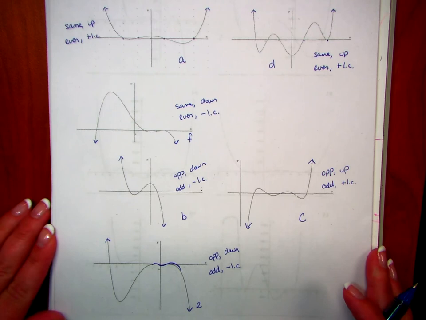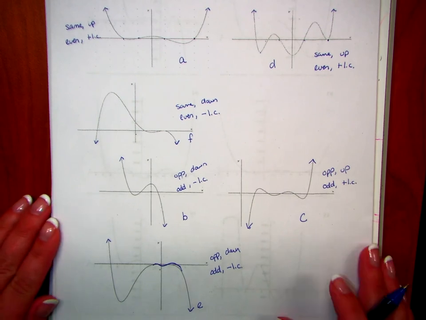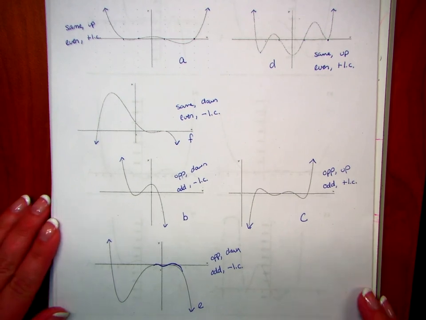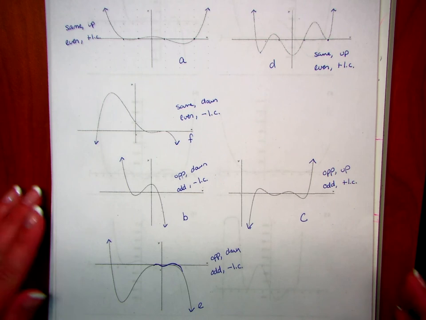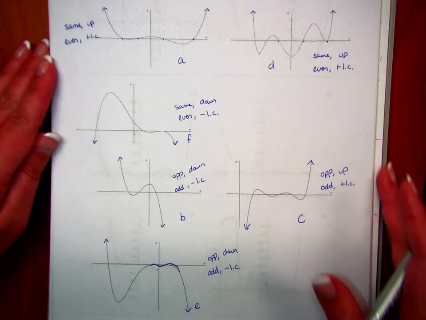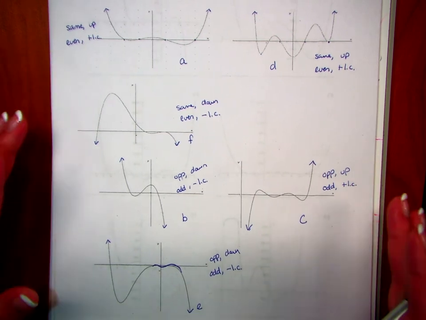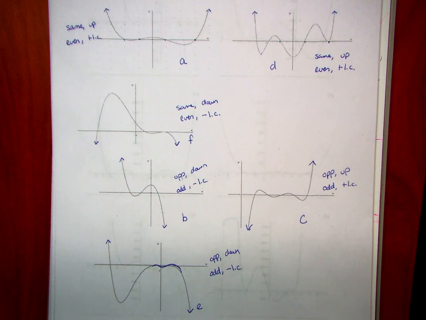So even though in the equations we had lots of other terms, I just zeroed in on that first term, on the leading coefficient, and whether it was positive or negative, and we can match these to the graphs.